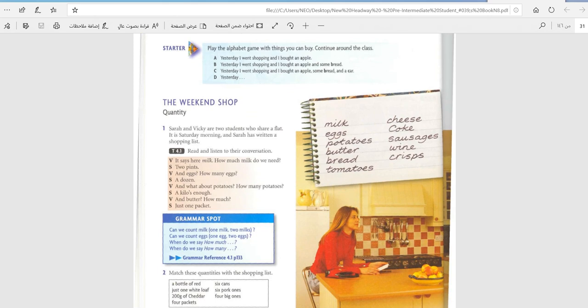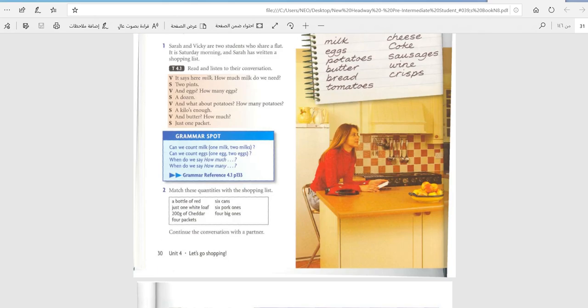It says here milk. How much milk do you need? Two pints. And eggs, how many eggs? A dozen. You know the meaning of dozen? Twelve eggs. And what about potatoes? How many potatoes? A kilo is enough. And the butter, how much? Just one packet.